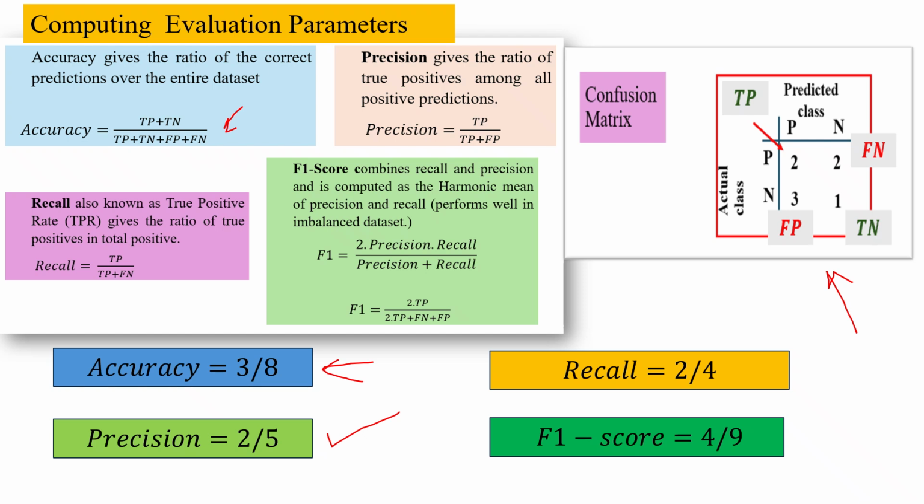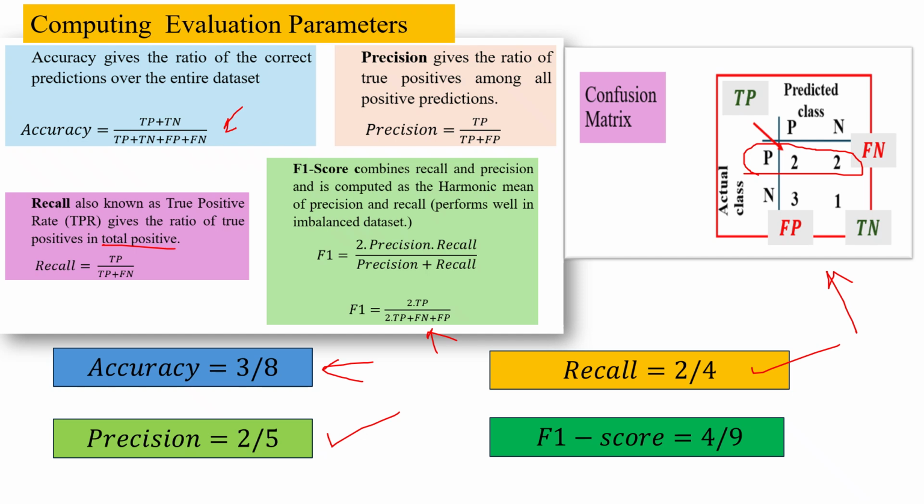Recall is true positives by the total positives. So total positives is what? This column, actual class P. So 2 plus 2. So recall is 2 by 4. Finally, F1 score is taken as this computation. Twice of TP by 2TP plus FN plus FP. By this, we get 4 by 9.